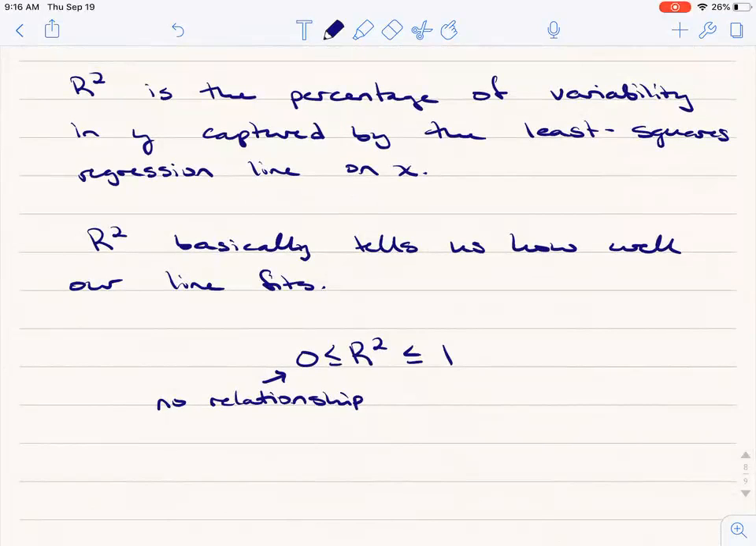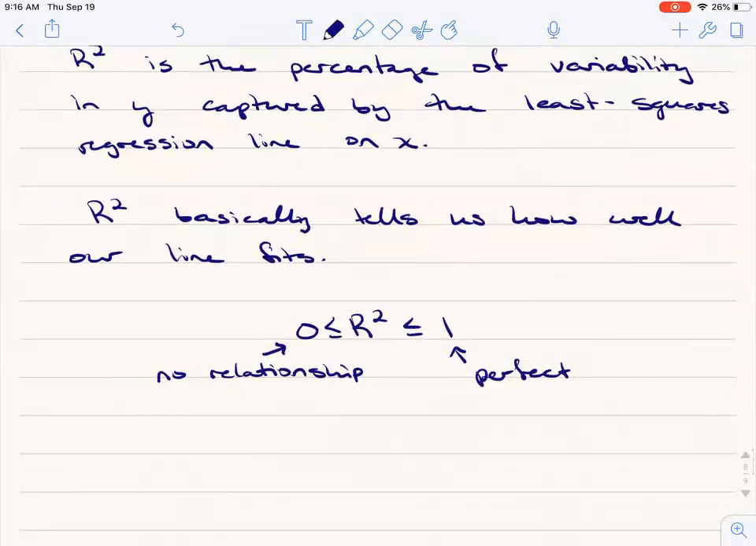Or on the other end, an R squared of 1, I can assure you will never happen. That's when every single point is exactly on the line. So that would be a perfect relationship, or perfectly linear, because it only works for straight lines, relationship. That's all we'll deal with for now, though.